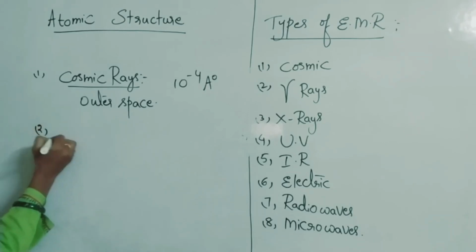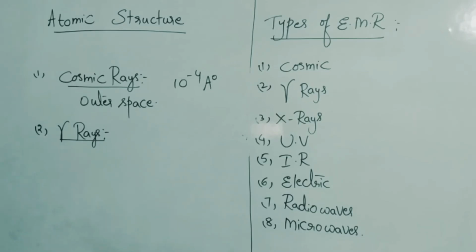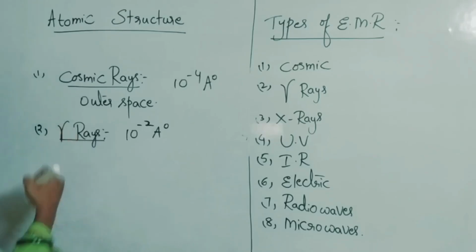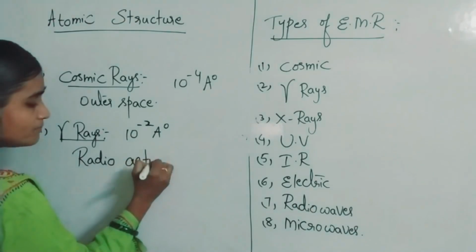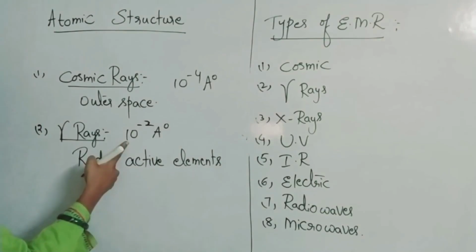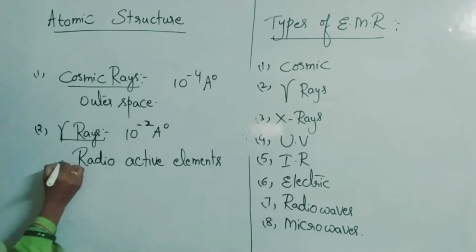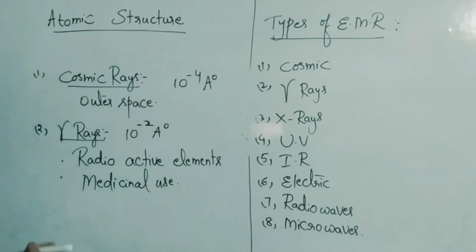And if you go for the second one, gamma rays. Gamma rays have a wavelength range of around 10 power minus 2 angstroms, a little bit bigger than cosmic rays. Their source is what? Source is generally radioactive elements like uranium, thorium. All these give you gamma rays, and their wavelength range is around 10 power minus 2 angstroms. And where do you use these gamma rays? They are useful for medicinal use.